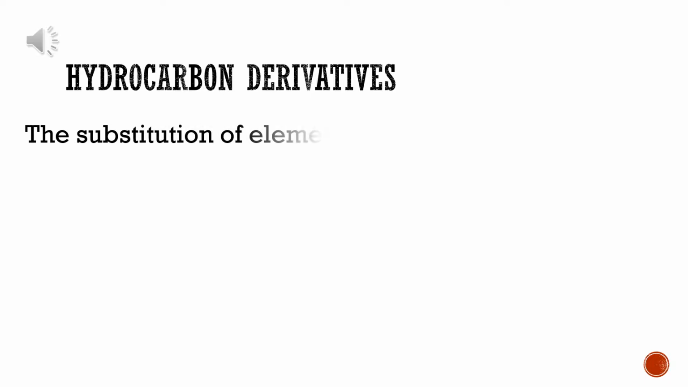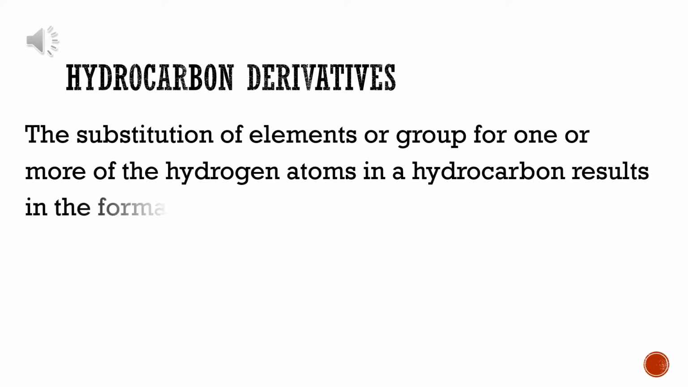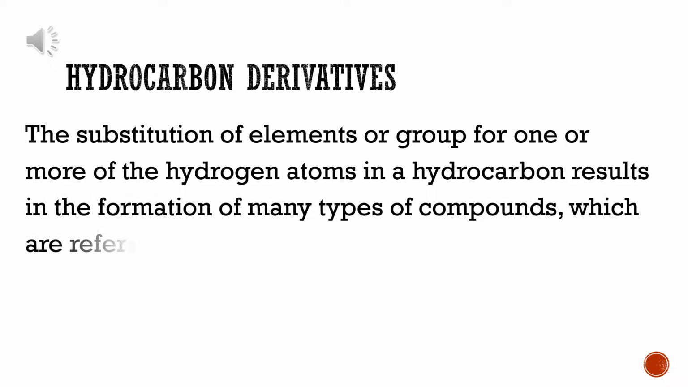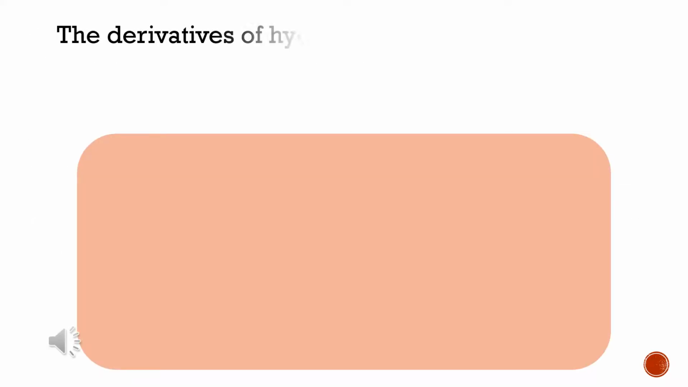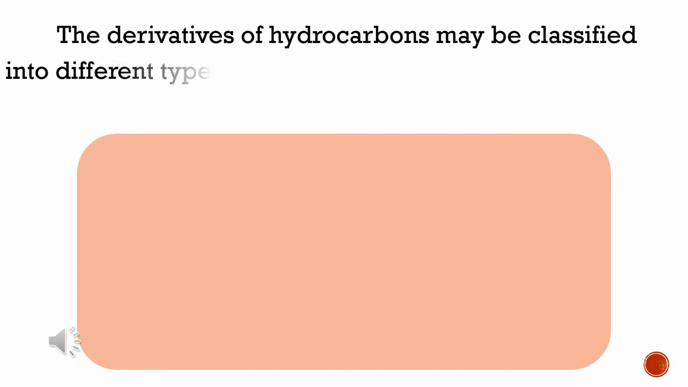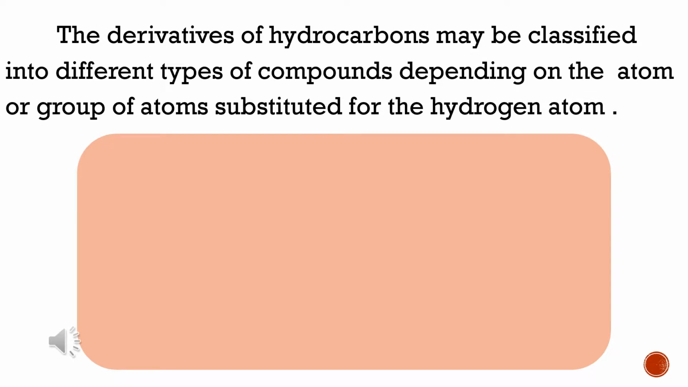Hydrocarbon derivatives. The substitution of elements or groups for one or more of the hydrogen atoms in a hydrocarbon results in the formation of many types of compounds which are referred to as derivatives of hydrocarbons. The derivatives of hydrocarbons may be classified into different types of compounds depending on the atom or group of atoms substituted for the hydrogen atom.